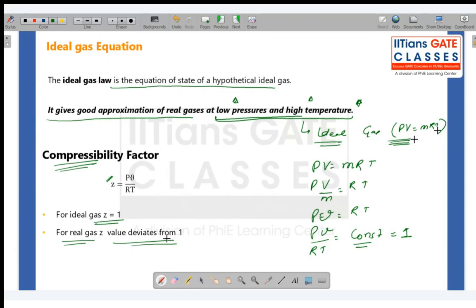What is 0? Why 0? Did I say 0 somewhere? Z is equal to 1, I said. I don't know what 0 you are saying.